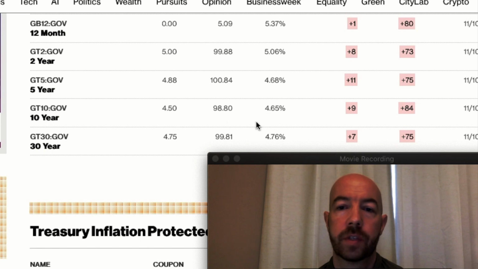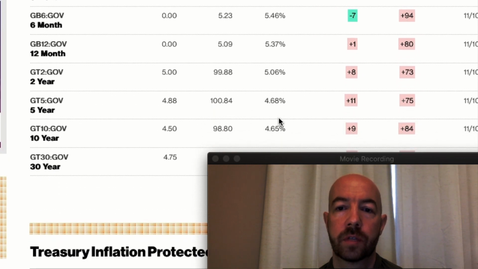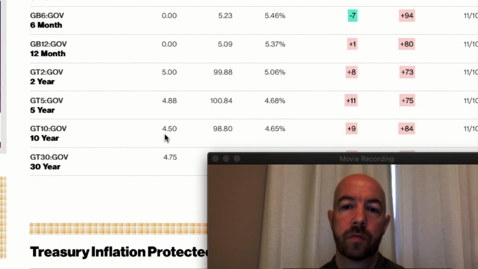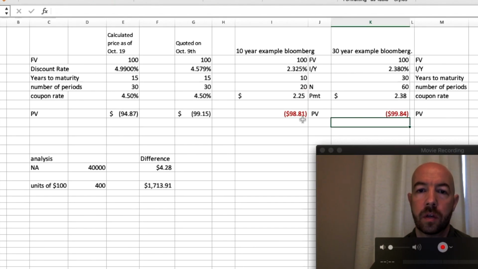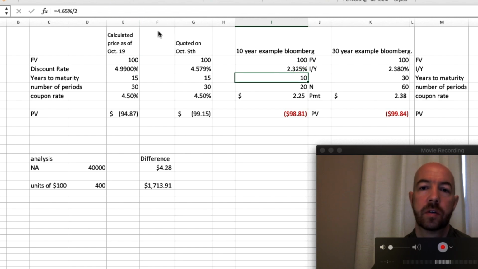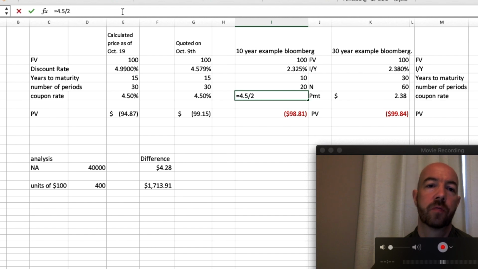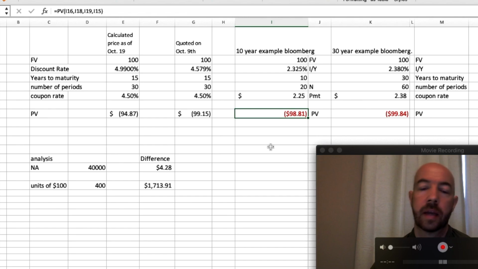We can do the same thing for the 10-year. It's got a 4.65% yield, is what it's telling us, right? A yield of 4.65 and a coupon of 4.50. So we'll go do that. And if we do that, it's 100 for the future value. It's the 4.65 divided by 2 on the I/Y. 10 years, but 20 periods. And then the payment would be the coupon, 4.5 divided by 2. You get 98.81.